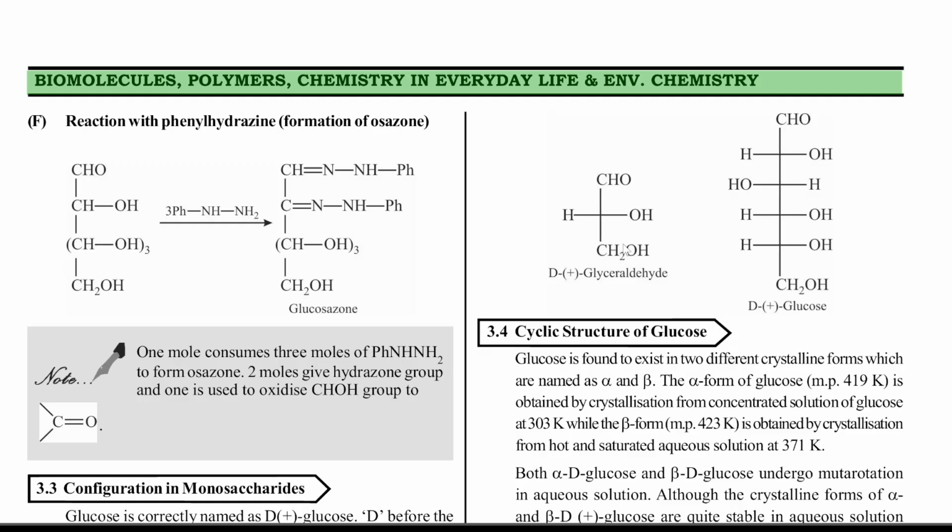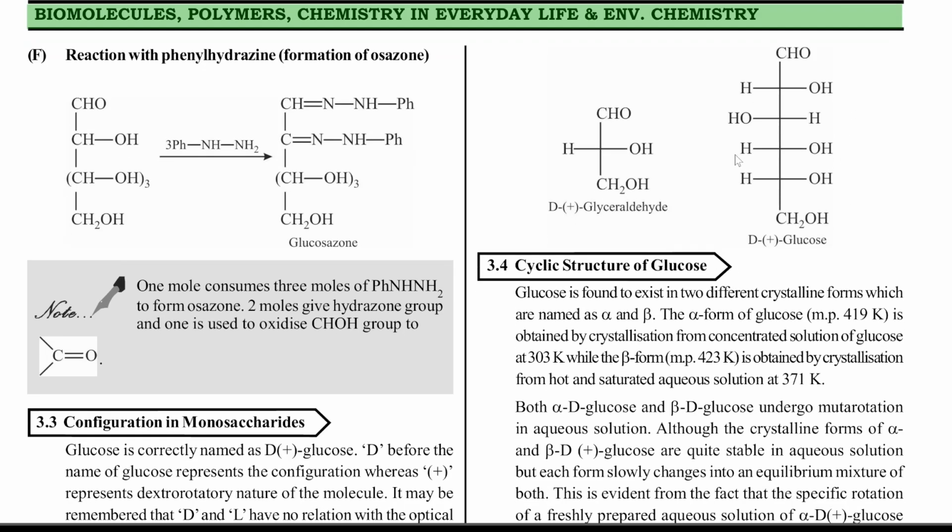Here you can see the configuration of glyceraldehyde and glucose side by side in the extended branch chain form. First OH molecule is present on the right hand side, then on the left, then the next two on the right hand side only. Right, left, right, right. This is the presence of OH groups in the glucose molecule in the extended form. Now this is the straight chain structure of glucose.